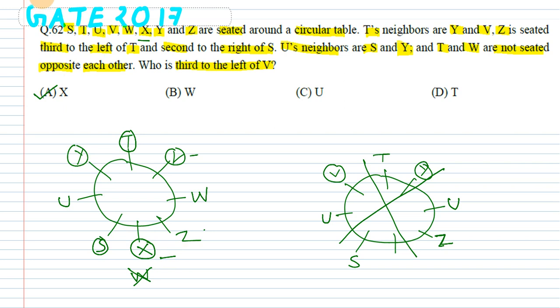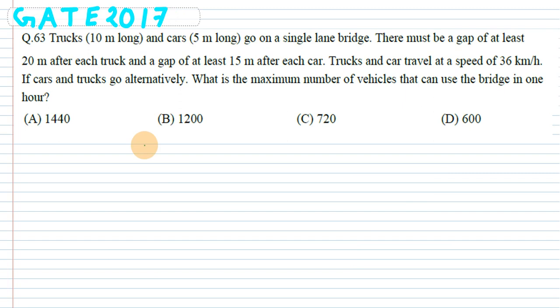Okay, let's move to the next question. Let's read the question first, then we will solve it. The question says: a truck of 10 meter length and a car of 5 meter length go on a single lane bridge. So this is a single lane, meaning only one vehicle can go and one vehicle can come simultaneously, there cannot be two vehicles coming and going.